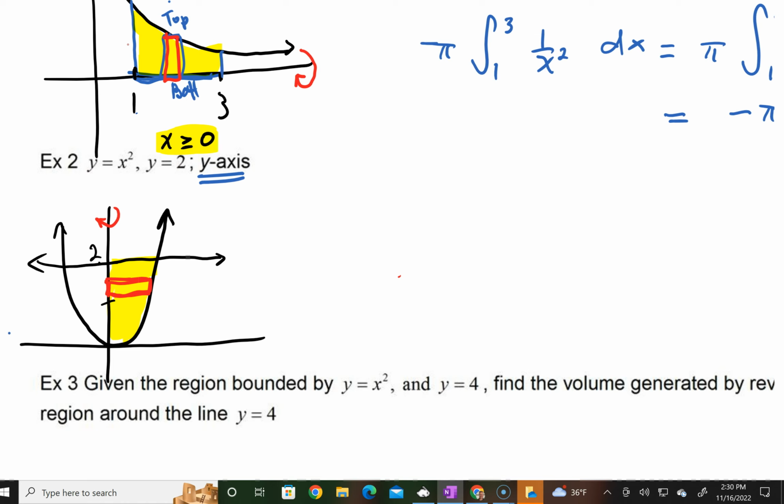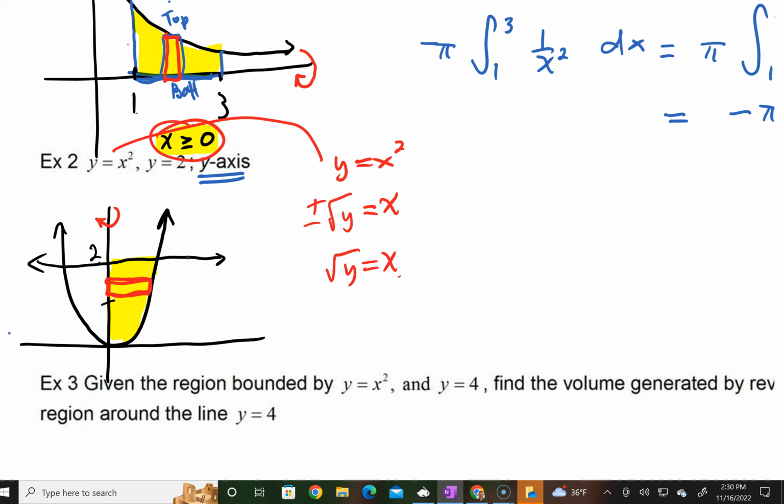Not from the y-axis, right? This is kind of weird, right? So we're going to have to go with functions of y. You're going to have to take your equation, y equals x squared, solve for x, and you could say, well, let's see, I'd have x is plus or minus the square root of y, and you know what? x can only be positive, so x is only going to equal the positive square root of y.